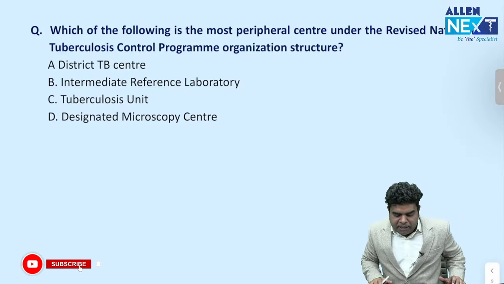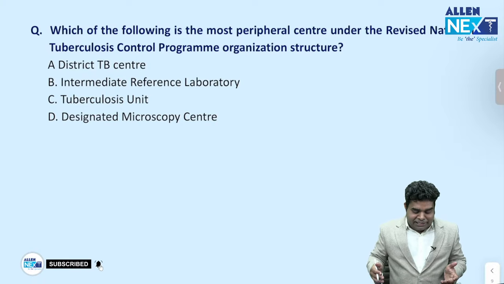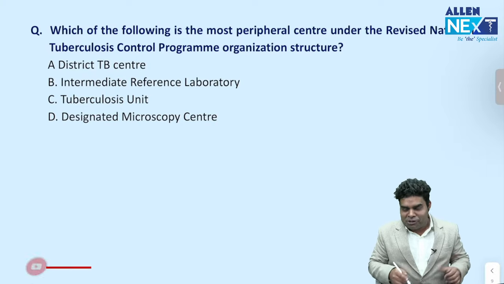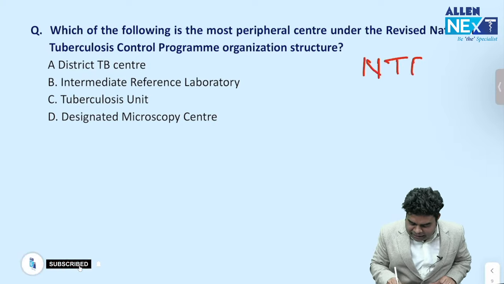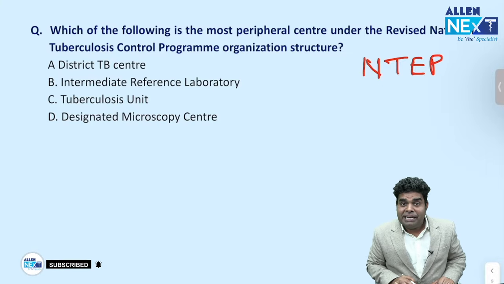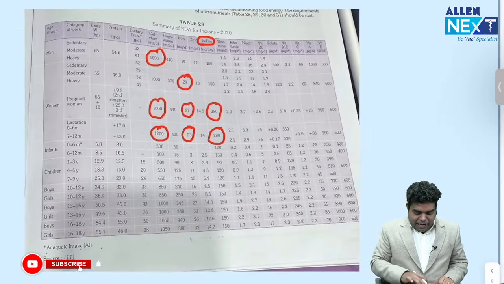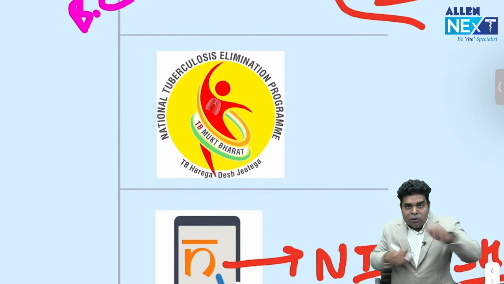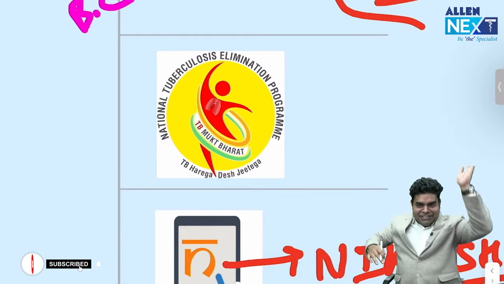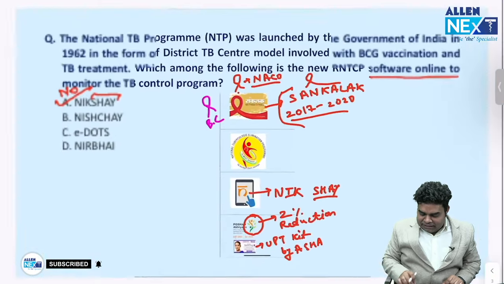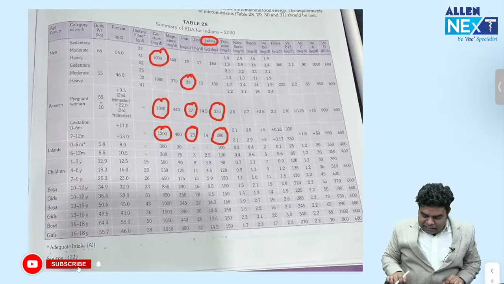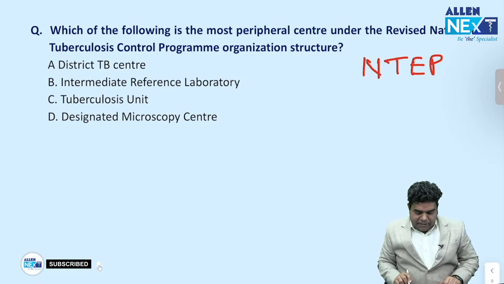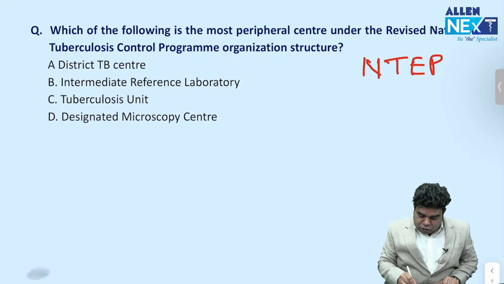Which of the following is the most peripheral center under the revised National Tuberculosis Program? It is an old question of 2018. Now the program is known as NTEP, National TB Elimination Program. I think you must have seen this NTEP logo here. TB harega, desh jitega. So under NTEP, what is the most peripheral unit? Most peripheral center.